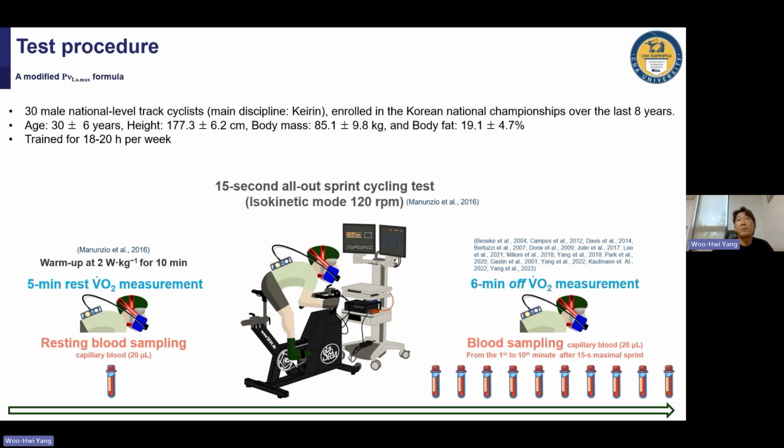The 15-second sprint test was conducted in the isokinetic mode set to a cadence of 120 RPM. The participant performed the test in the sitting position on the bicycle ergometer, and VO2 data at 5-minute rest and during the 15-second test, as well as up to 6 minutes after the test, was measured. And furthermore, capillary blood was collected from the earlobe before and at one-minute intervals, from the first to the 10th minute, after the sprint test.